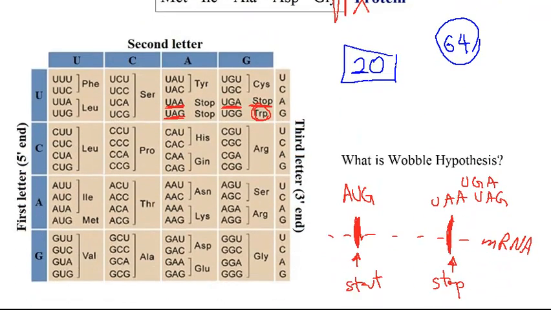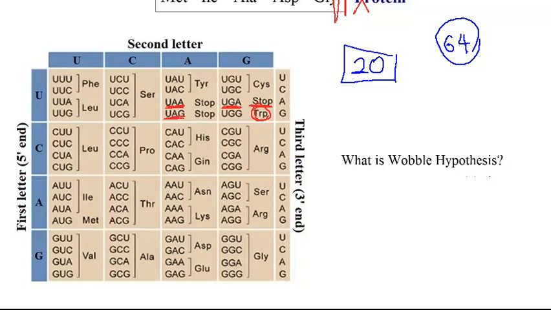And then the final question I would like to ask you is, what is the wobble hypothesis? All right, let me pick a different color in order to explain this concept for you. You know how a codon is made of a triplet code: first nucleotide, second nucleotide, and then third nucleotide. What the wobble hypothesis tells you is that base pairing with the third nucleotide is very relaxed. So there could be more than one complementary base.